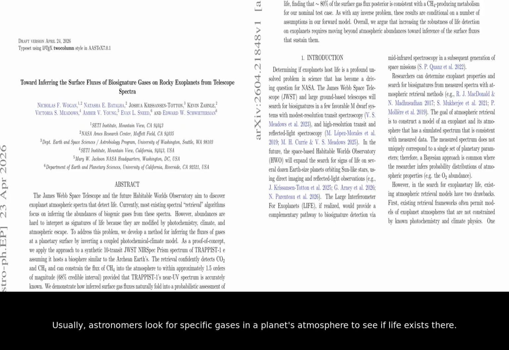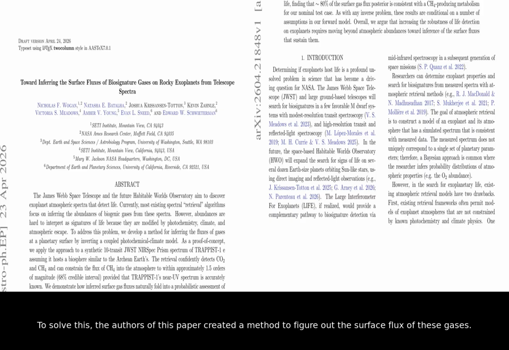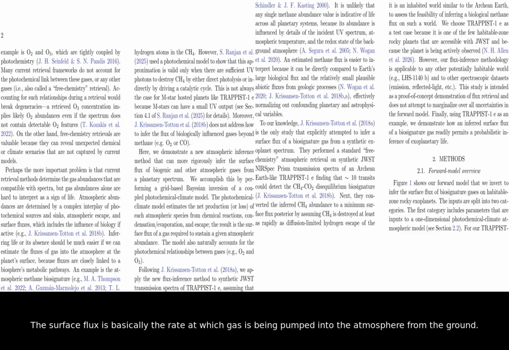Researchers are developing new ways to find life on distant planets using the James Webb Space Telescope. Usually, astronomers look for specific gases in a planet's atmosphere to see if life exists there. However, just finding a gas like methane does not prove life is present because chemistry and climate can change those amounts. To solve this, the authors of this paper created a method to figure out the surface flux of these gases. The surface flux is basically the rate at which gas is being pumped into the atmosphere from the ground.